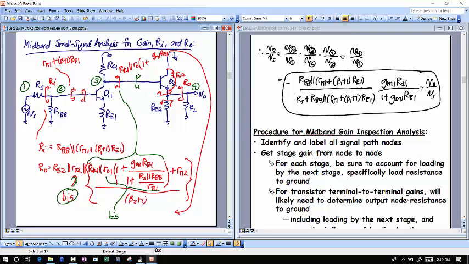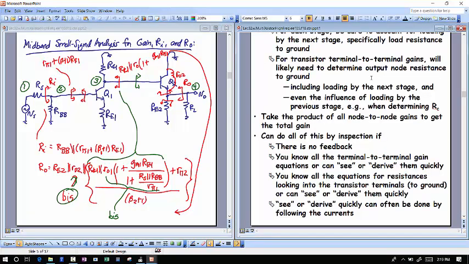For transistor terminal-to-terminal gains, you will likely need to determine an output node resistance to ground. Okay, that includes the loading by the next stage, and it even includes the loading by the previous stage if you're, say, determining something like the resistance going into the collector of a transistor, or even going up into the emitter of a transistor. And remember, those formulas go all the way back to what's on the base terminal.